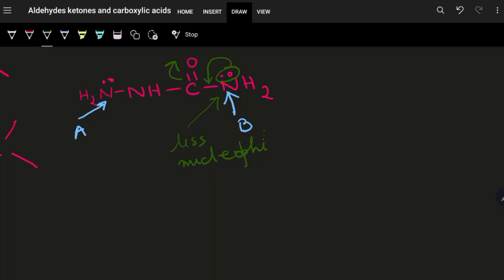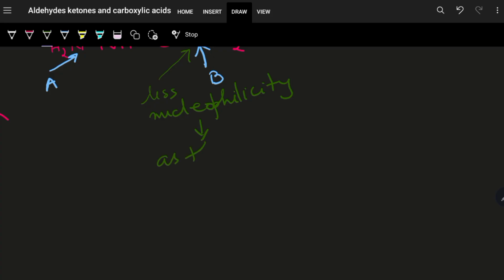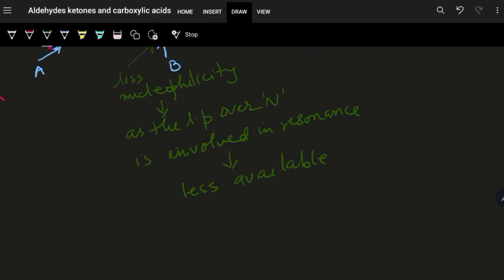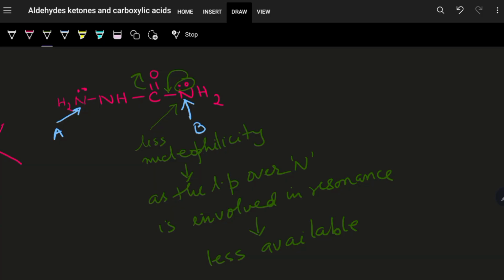So I will say the B end has less nucleophilicity. Why? As the lone pair over nitrogen is involved in resonance, and so is less available to act as a nucleophile. So this is the answer to it. So if I say out of A and B, which is acting as a better nucleophilic end and which is getting involved in the elimination of H2O, answer is A site.